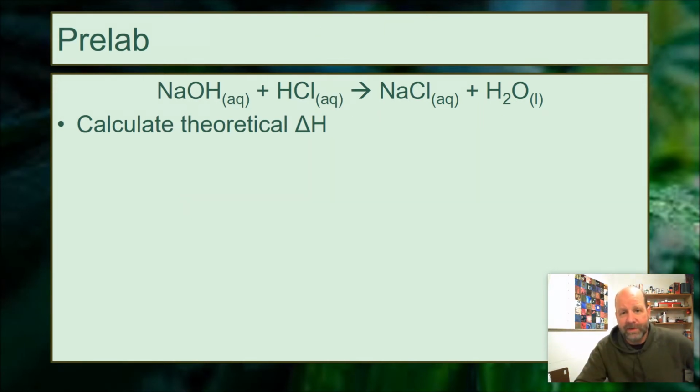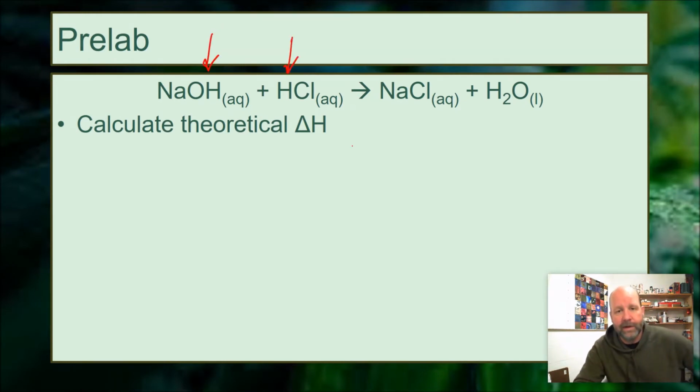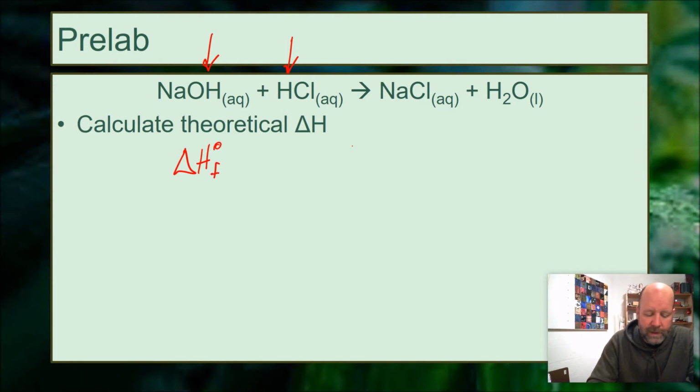The second equation is this one: sodium hydroxide in aqueous form reacting with hydrochloric acid in aqueous form to form sodium chloride in aqueous form, and of course some water, because this is a neutralization reaction. We're going to take the hydrogen off the HCl and the hydroxide off the sodium hydroxide, and we're going to make two H's and an O, that's water. For our theoretical delta H, we're going to need our aqueous sodium hydroxide, which I just gave you, but you're also going to need the standard heat of formation or enthalpy of formation.